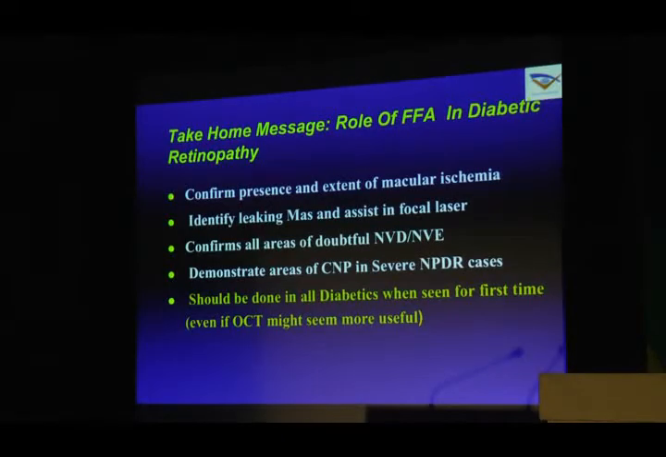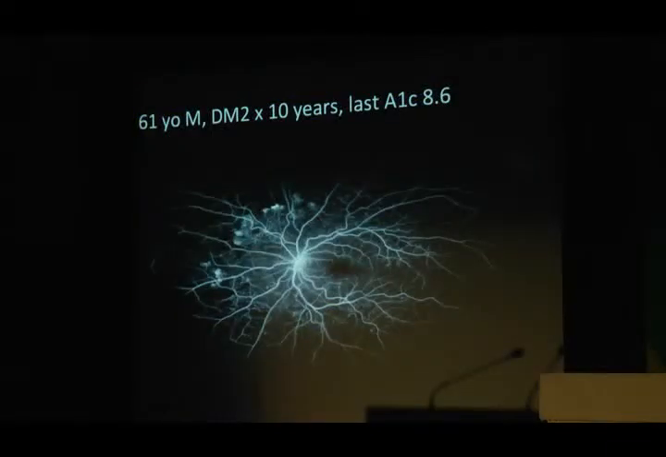So the take-home message for the role of FFA in diabetic retinopathy: it confirms the presence and extent of macular ischemia, identifies the leaking microaneurysms, confirms all areas of doubtful NVE and NVD, and demonstrates the areas of capillary non-perfusion. It should be done in diabetics when seen for the first time, and the patients can subsequently be followed up on OCT angiography. Now we have an option of wide field angio.